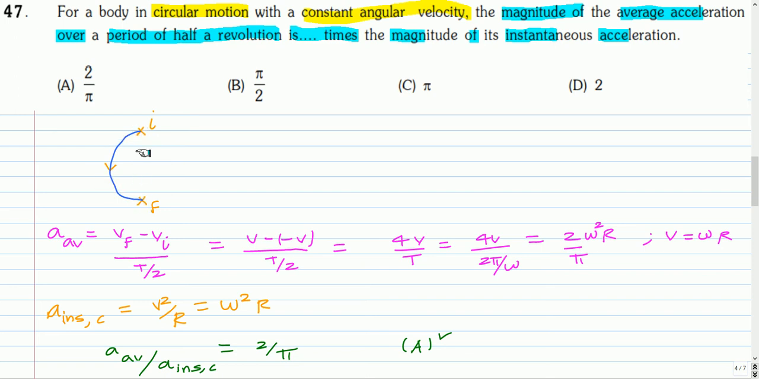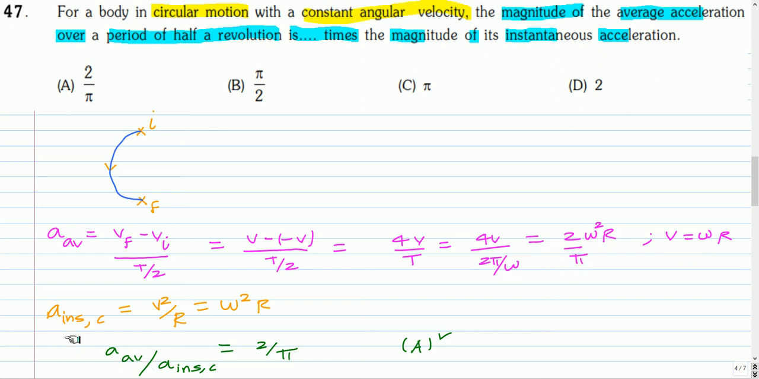Average acceleration between these two points is final velocity minus initial velocity divided by the time taken, which is half the period of revolution of a full circle, so capital T by 2. Velocity final is v towards right. Velocity initial is v towards left, so it's minus v. So this will give 4v by capital T, and T is the period of revolution, that is 2 pi by omega, and velocity is omega into r. Using that we get the average acceleration as 2 omega square r by pi.